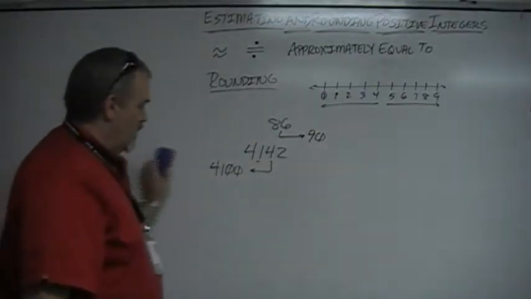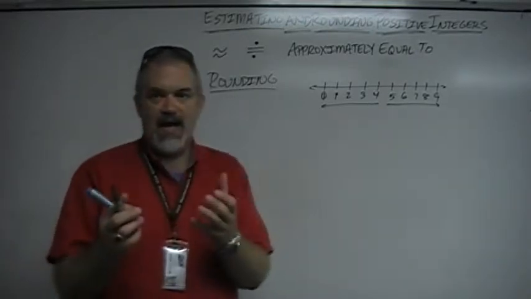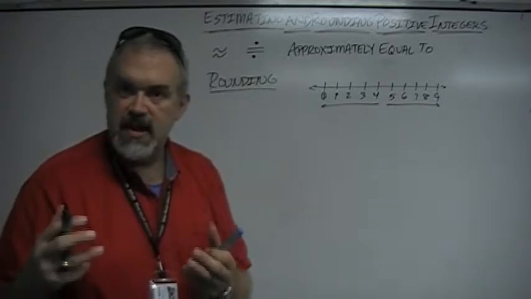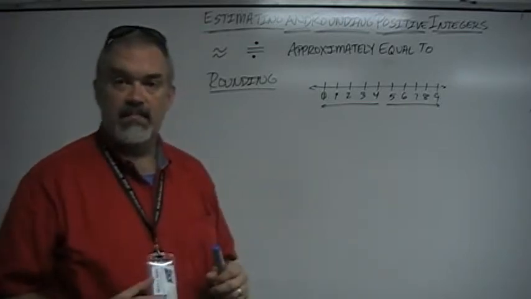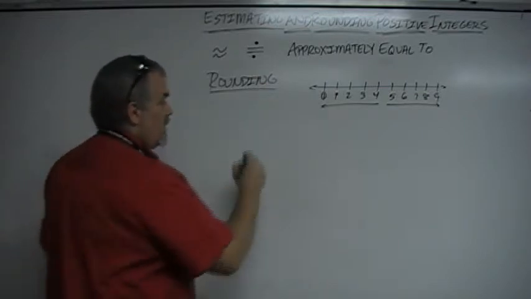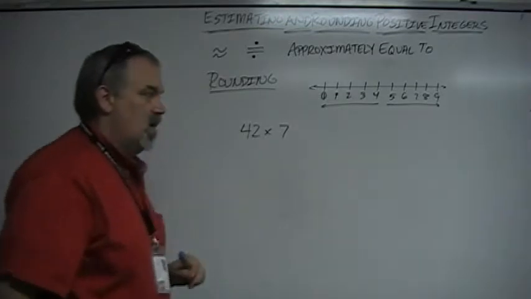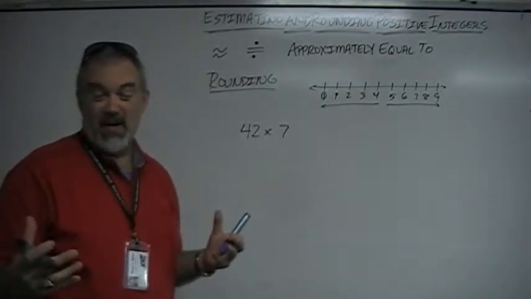Now, quite often when we talk about rounding, students don't really understand how they can use this. And one of the key uses is to get some sort of an idea of where the answer should be to a problem if you estimate it. So let's say, for example, 42 times 7. Now, you may not know what the answer to 42 times 7 is. You may be able to figure it out in your head.